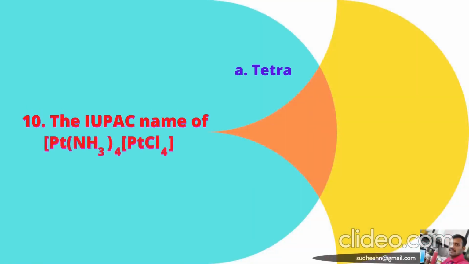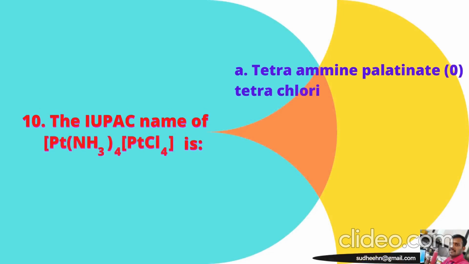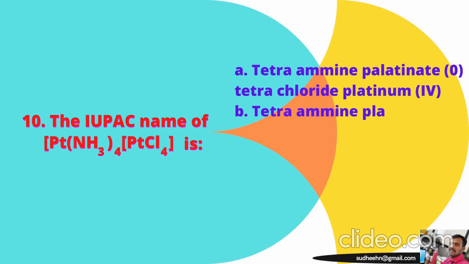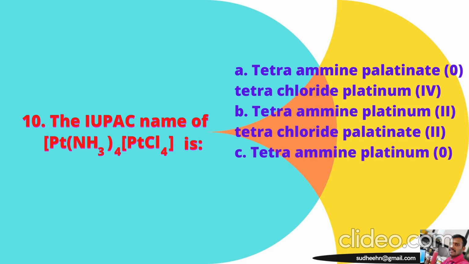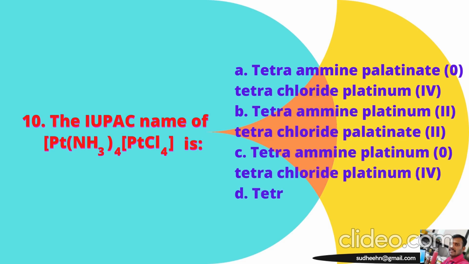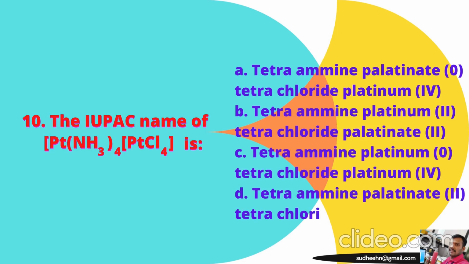Next, question number 10. The IUPAC name of [Pt(NH3)4][PtCl4] is, the options given: option A, tetraammineplatinate(0) tetrachloroplatinum(4). Option B, tetraammineplatinum(2) tetrachloroplatinate(2). Option C, tetraammineplatinum(0) tetrachloroplatinum(4). And option D, tetraammineplatinate(2) and tetrachloroplatinum(2).